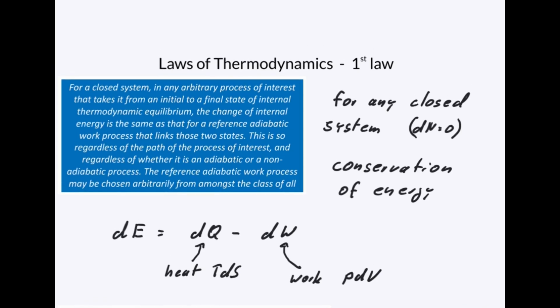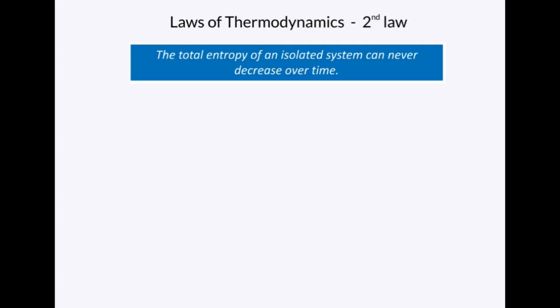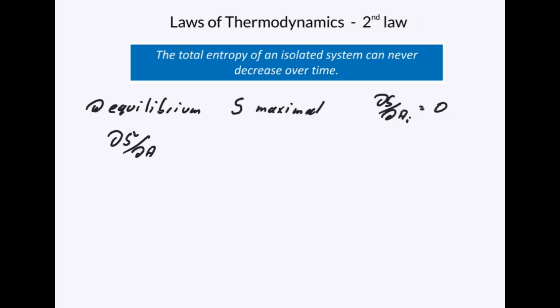The second law of thermodynamics, also sometimes called the fourth axiom of thermodynamics, states that the total entropy of an isolated system can never decrease over time. Now, the explanation of this law is that we know in equilibrium the entropy is maximal, which means that the first derivative of the entropy is 0, and the second derivative with respect to any parameter is smaller than 0, meaning S is a concave function.